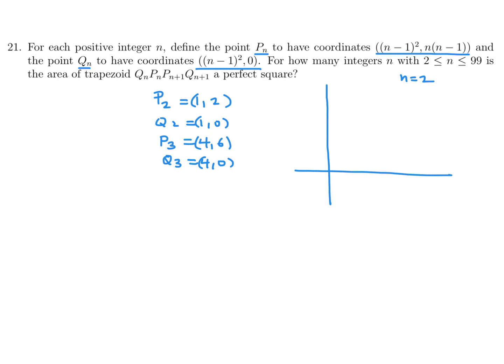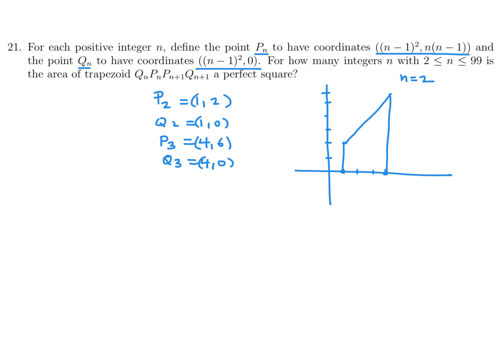So if I plot these, let's see here, (1, 2). Let me attempt to draw this according to scale. (1, 0), that's this guy. Then (4, 0), so 1, 2, 3, 4 here. And (4, 6), so 1, 2, 3, 4, 5, 6. So okay, this is my trapezoid. I got it. But instead of numbers, we've got to use the letters, and then figure out when it's a perfect square.